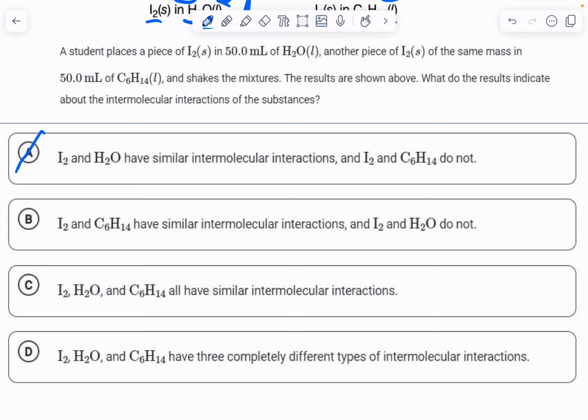So looking for the correct answer of these choices, I2 and H2O have similar intermolecular forces, and I2 and C6H14 do not. Nope, that's wrong. That's the opposite of what we're looking for. I2 and C6H14 have similar intermolecular forces, and I2 and H2O do not. That is what we are looking for, so definitely B.